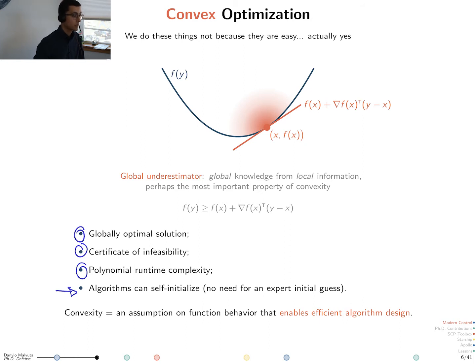There's polynomial runtime complexity, which is a technical term to say that the problem scales well as you increase the size, and the algorithms can self-initialize. I think this point is not often appreciated enough, because general optimization requires the expert engineer to tell it roughly what a good solution is, and then it will improve that for you. In convex optimization, we can start with a blank slate, which means we don't need to provide any idea of what a solution looks like. The algorithm will find that for us entirely on its own.